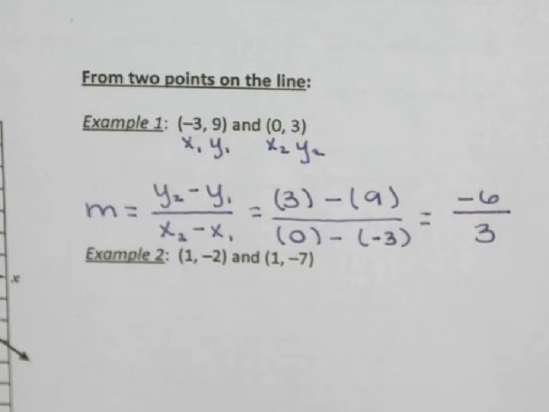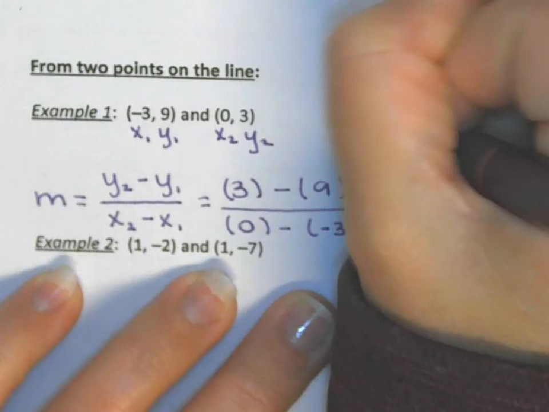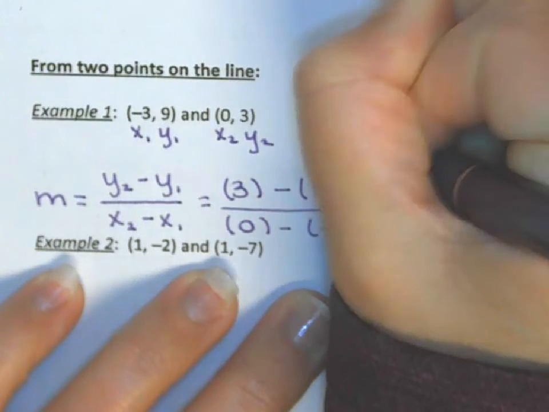Is that acceptable to leave my answer like that? No, I have to reduce it. So what is negative 6 divided by 3? Negative 2. So my slope here is negative 2.